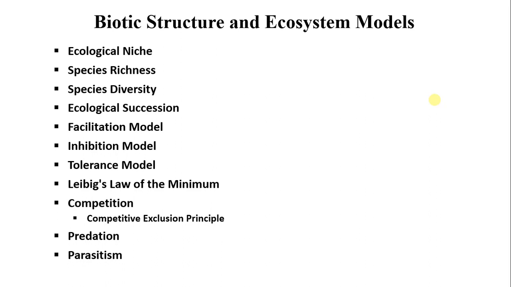All right, so the next one is species richness. What is species richness? Species richness simply means the number of species, the quantity, the numerical strength of that species. That's the richness. Now, species diversity is not just the number. It talks about the distribution. It talks about the richness, and also the total number of individuals among the species, that's the evenness.